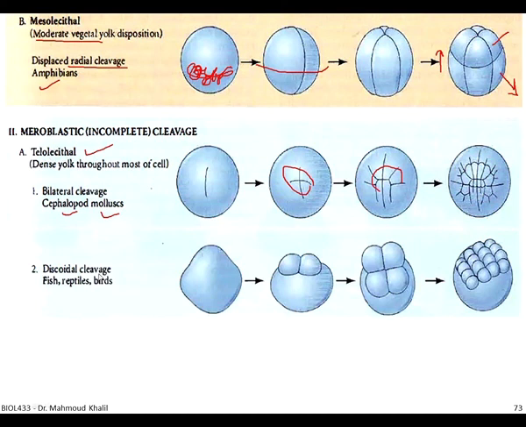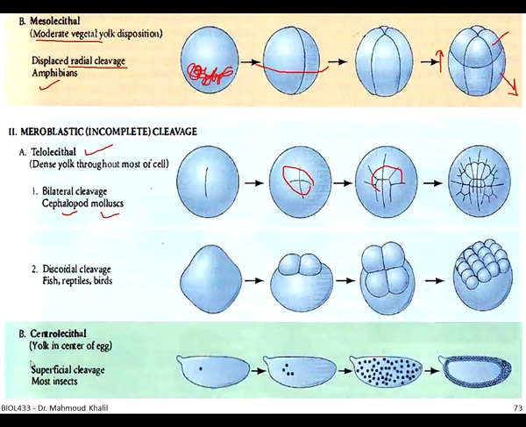You have discoidal cleavage, which occurs in fish, reptiles, and birds, and you can see cleavage occurring only at a region on top of the yolk material, which is disc-shaped. You can see that the blastomeres formed on top of the yolk are getting smaller and smaller because this is the only region that undergoes cleavage.